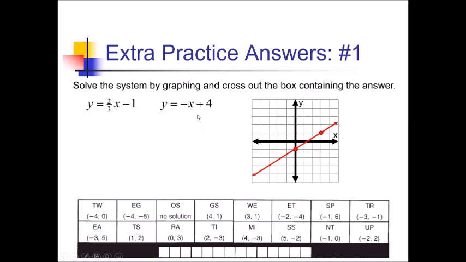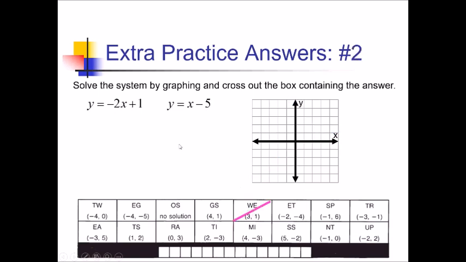For this next one, we have a y-intercept of 4. So that's up here on the y-axis. Negative x, that really means I have a slope of -1 or -1 over 1. So starting up here, I'm going to go down 1, right 1. And then draw that line through those. Taking a look at where these lines cross, that'll be my solution at 3, 1. And looking down in my boxes here to see where 3, 1 is, that's this WE, so I'm going to cross that off.